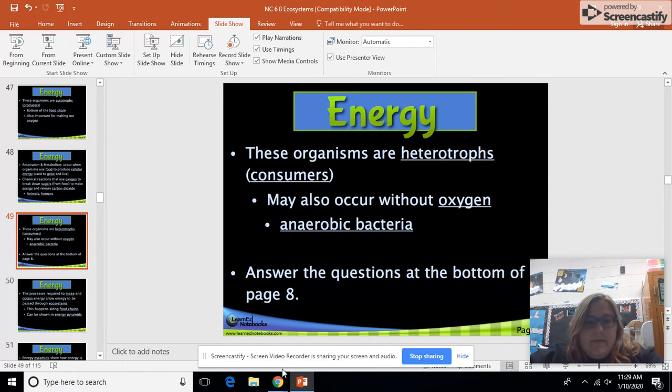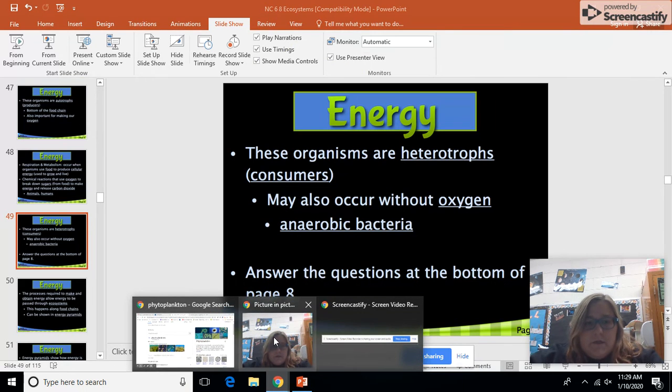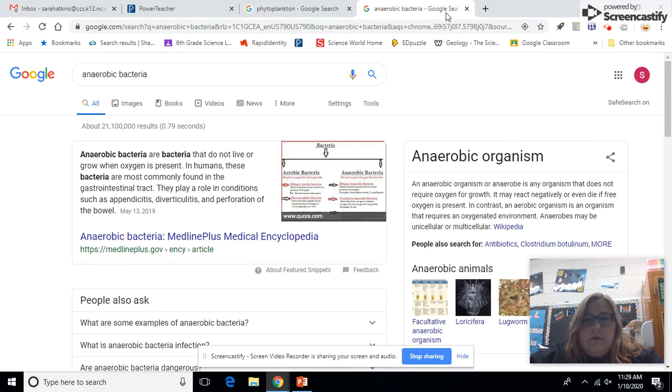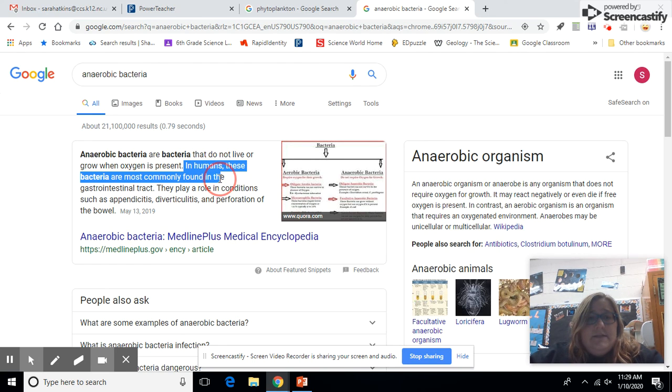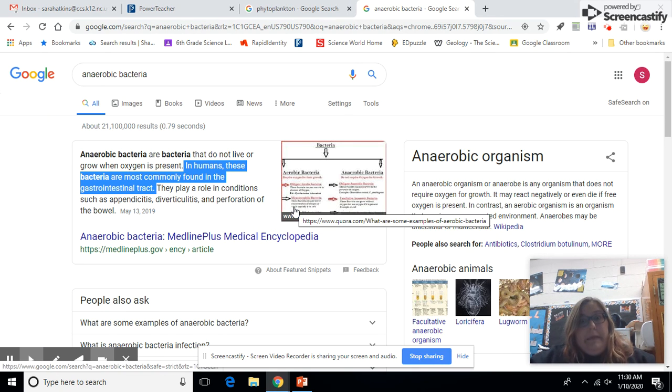So anaerobic bacteria is bacteria that do not live or grow when oxygen is present. In humans, these bacteria are most commonly found in our gastrointestinal tract. That means in our stomach. And if you're not feeling good, they can play a role in appendicitis, diverticulitis, or not feeling good, go to the bathroom.